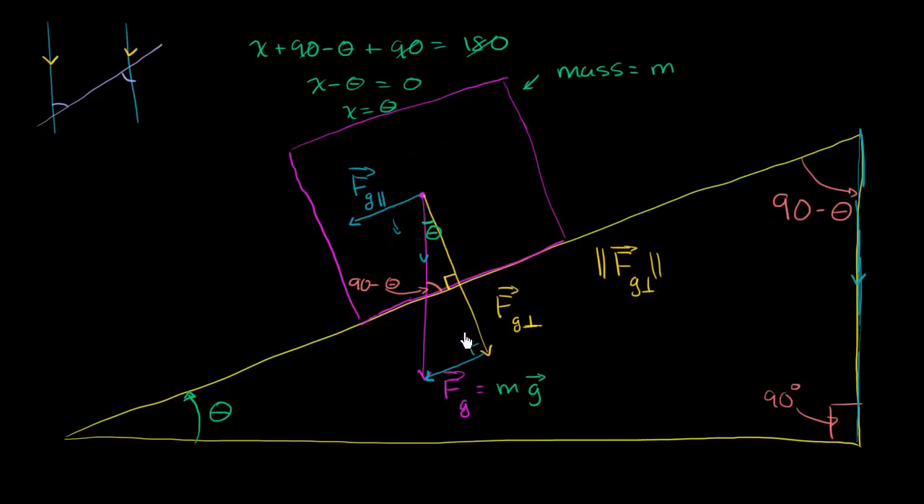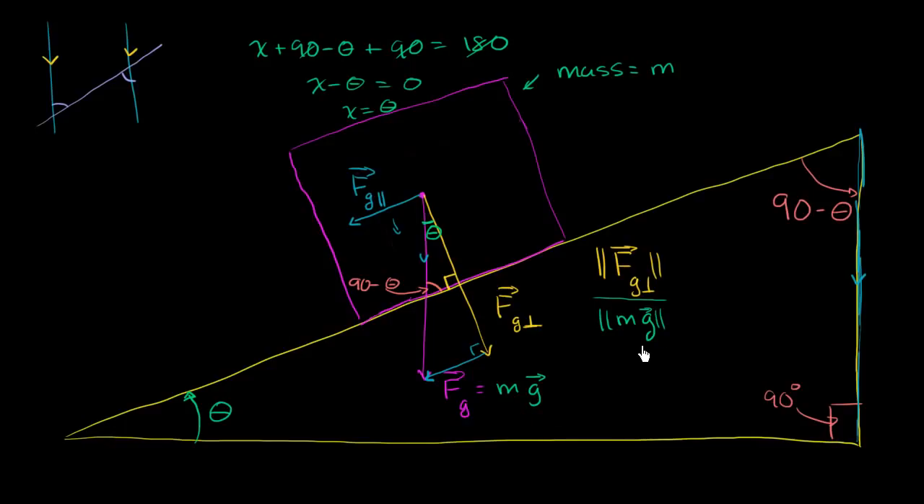So the magnitude of this over the hypotenuse of that right triangle. Well, what is the hypotenuse of this right triangle? It's going to be the magnitude of the total gravitational force. I guess you could say that. And so you could say that is mg.